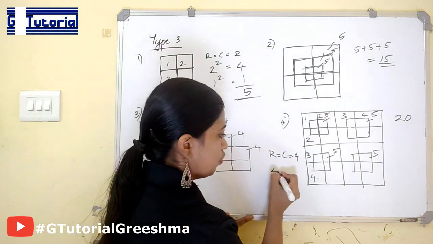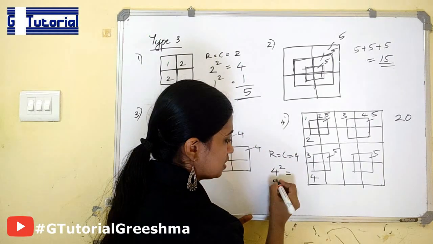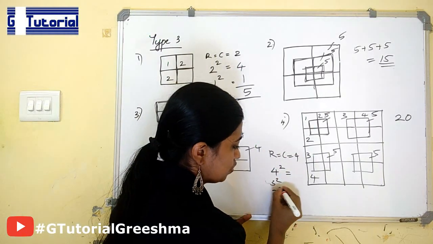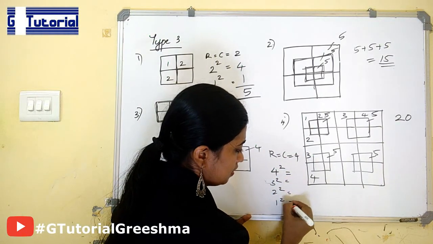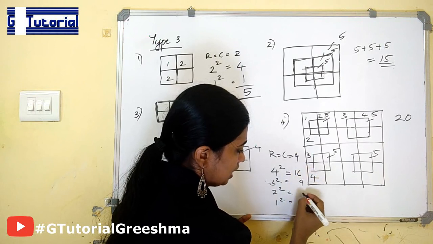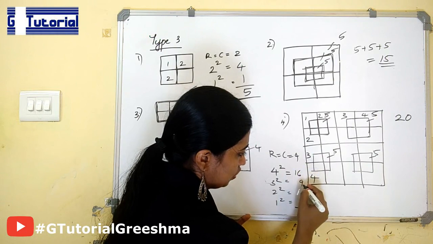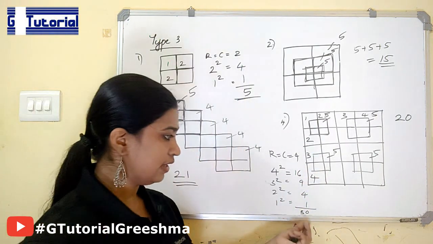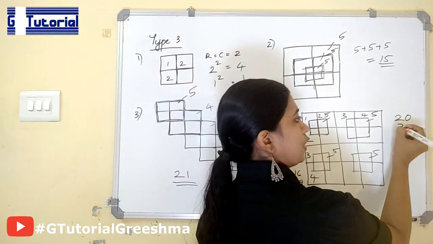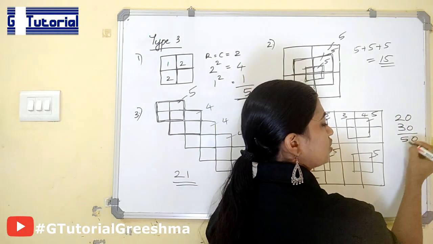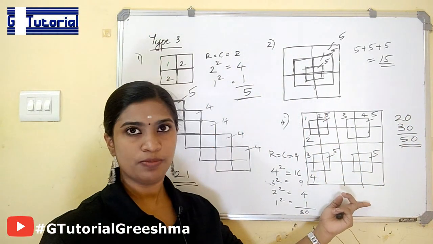So 4 square plus 3 square plus 2 square plus 1 square. 4 square is 16, 3 square is 9, 2 square is 4, 1 square is 1. Adding it, you will get 25 plus 5, 30. Then 30 plus this 20. So 50 is the total number of squares in this problem.